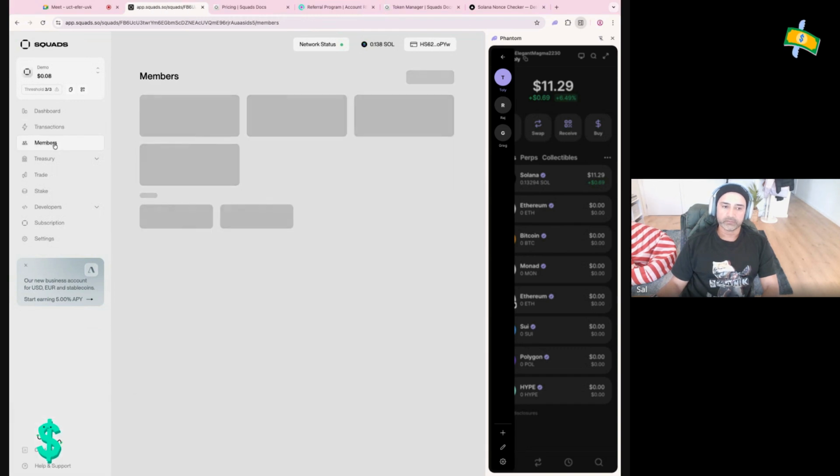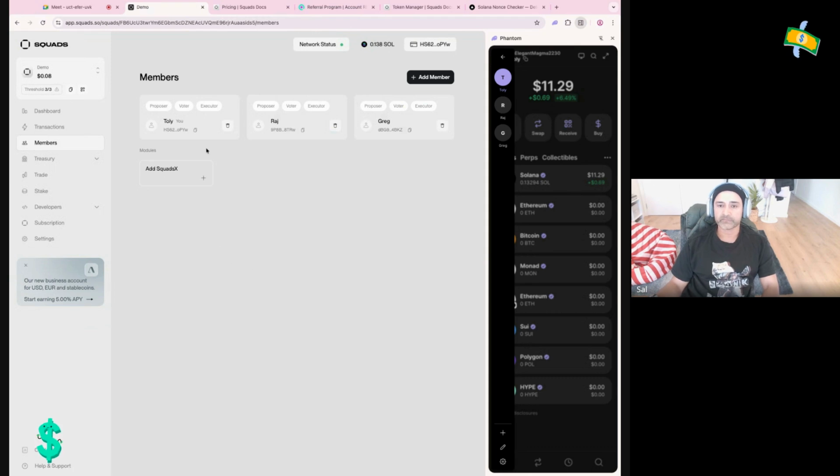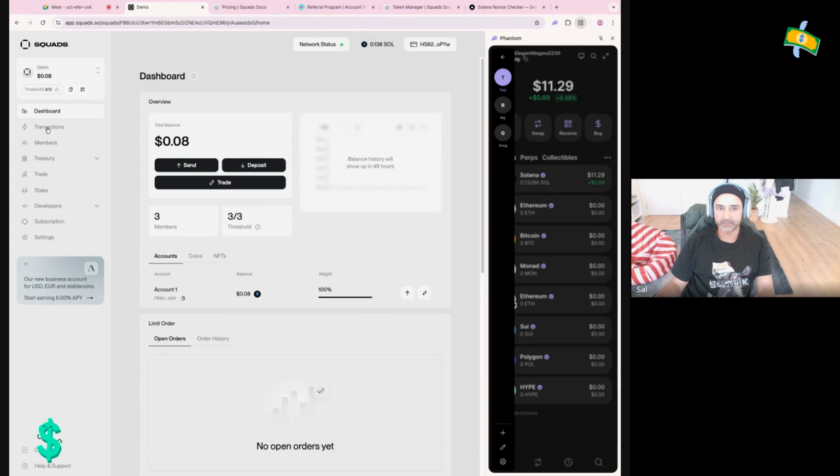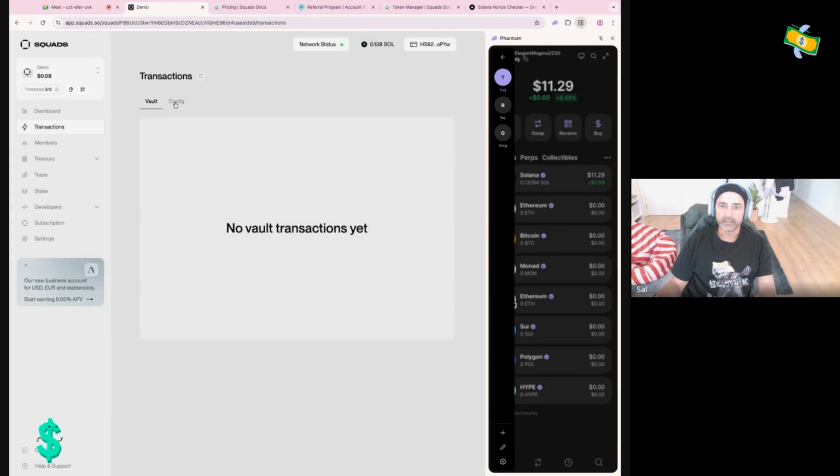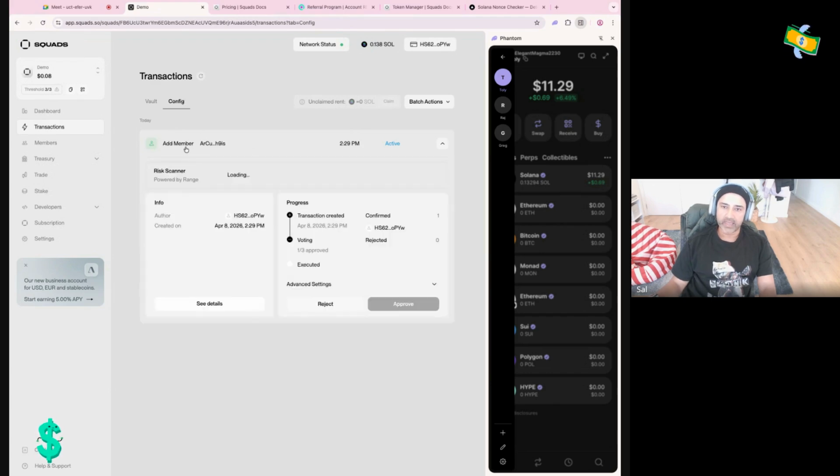Now, when you use this the first time, you'll be like, oh yeah, cool, Nissan's a member. But that's not how treasuries work, right? Nissan has been proposed to be a member, right? So I repeat, Nissan has been proposed to be a member. He is not a member as yet, right? So if you see under transactions and config, it says that we want to add a member with that wallet that he dropped in, and it's active. Now, one person has approved it.